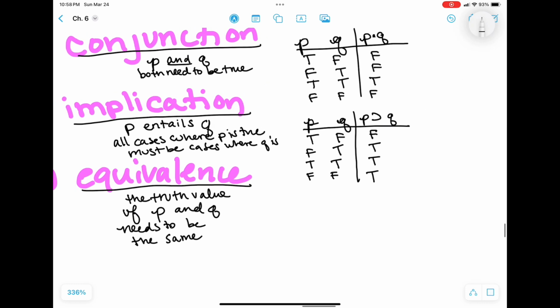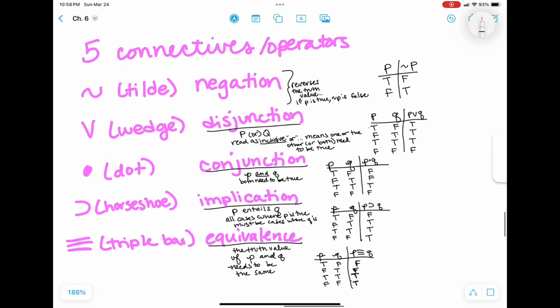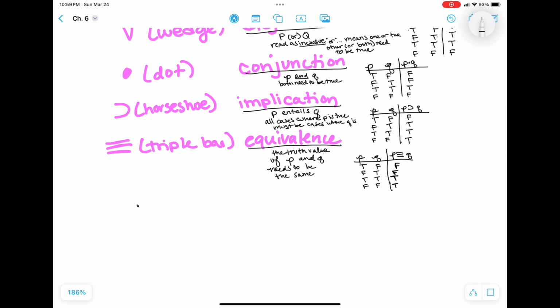For an equivalence relation, the truth value needs to be the same. So whether they're both true or both false, both of the implicata in an equivalence relation must have the same truth value in order for the overall sentence to have the truth value of true. So there are the truth tables for each of the connectives. And if any of those don't make sense, I encourage you to think through some examples in English. Just take your time, slow down.